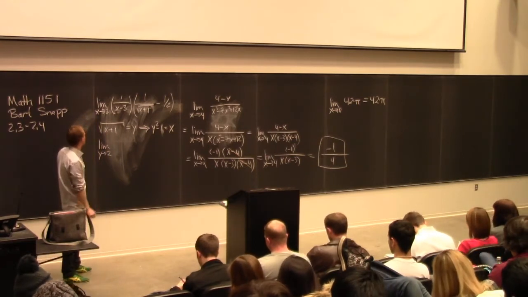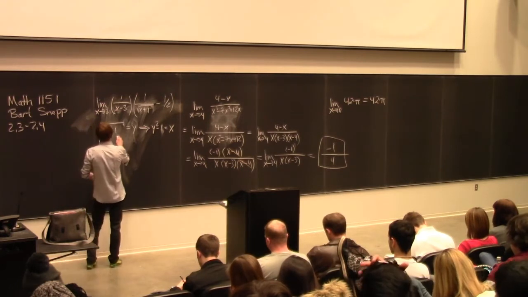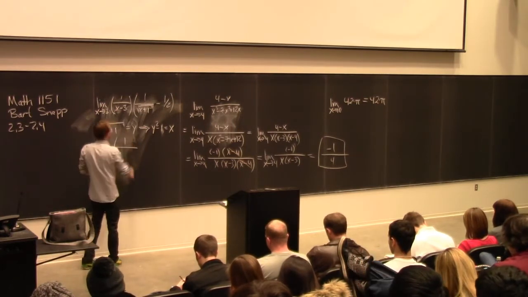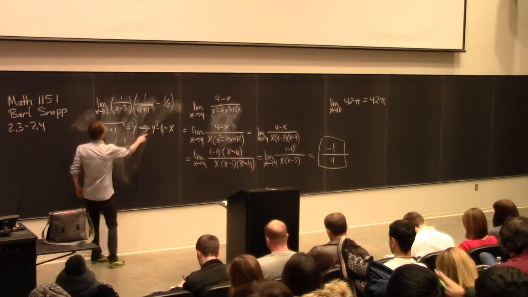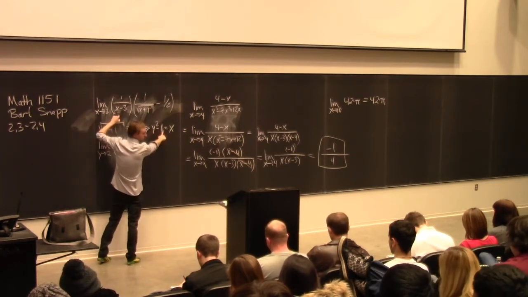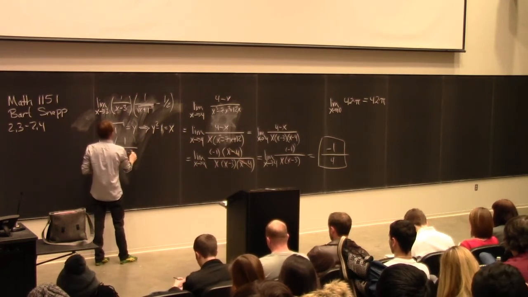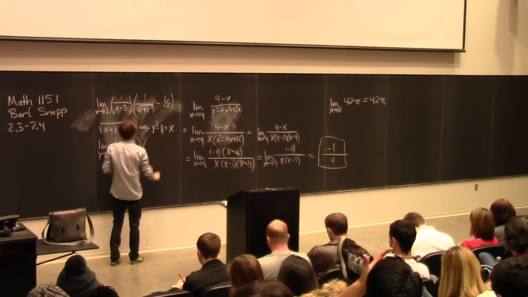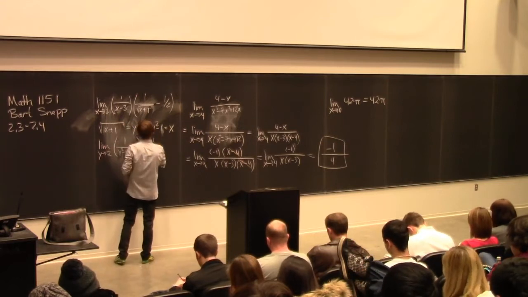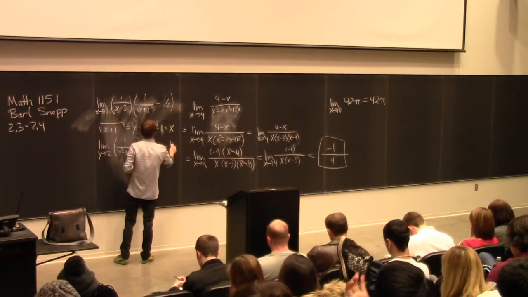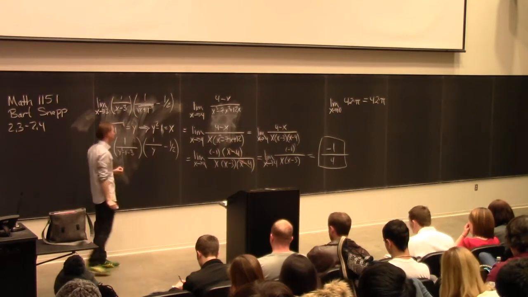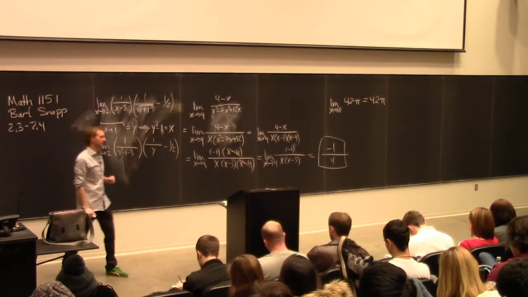It's the limit as y goes to 2 of 1 over, now x is equal to y squared minus 1, right? So it's going to be y squared minus 1 minus 3, all times 1 over y minus 1/2.